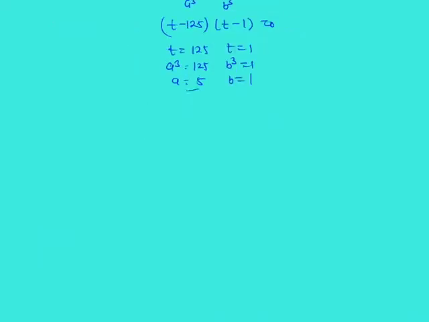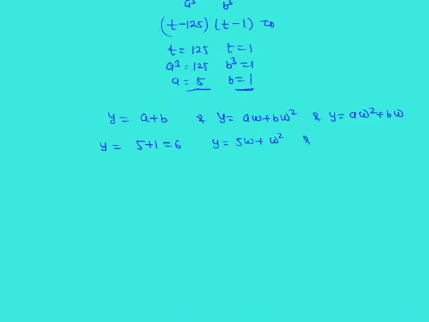So if we got a and b value, we can say y value is a plus b, and y value is a omega plus b omega square, and y equal to a omega square plus b omega. So if I put a and b value, we will get y equal to 5 plus 1, that is 6, and y equal to 5 omega plus omega square, and y equal to 5 omega square plus omega.